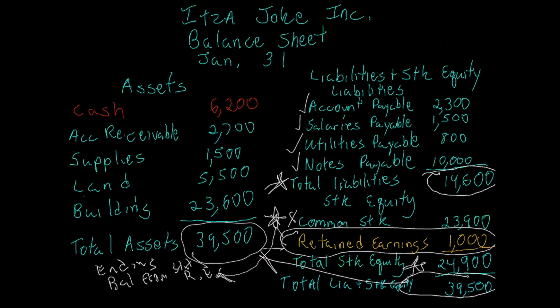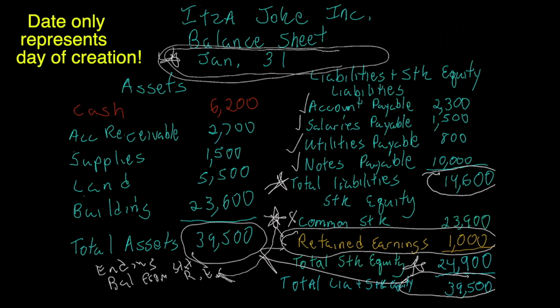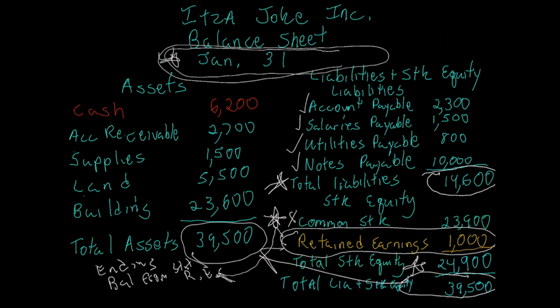Now, the last thing I want to quickly note: look at how the title classifies the date. It doesn't say for the month ended or for the period ended, it just says that date. Why? Because as we know, this balance sheet is only effective as of the time that it was created, which happens to be January 31st.